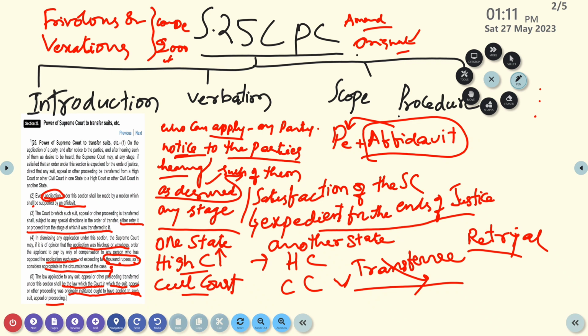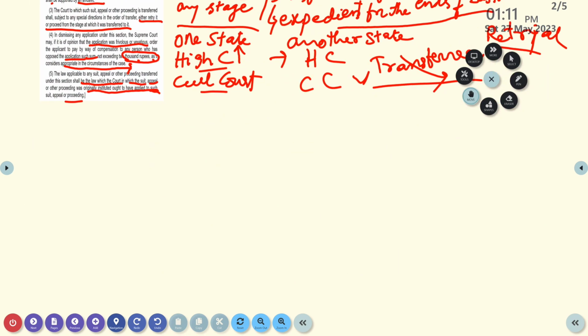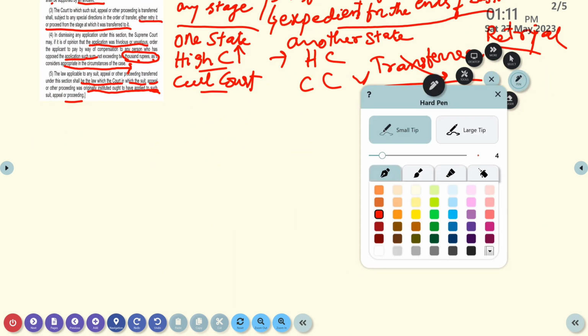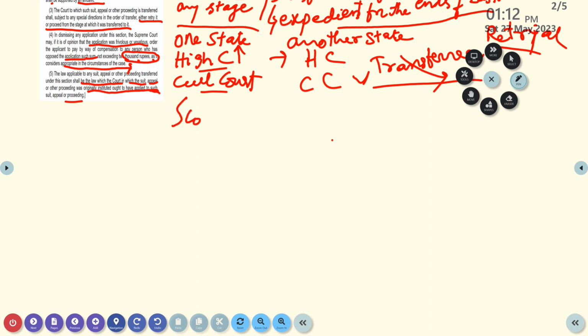So now what we have completed is the verbatim and introduction of the transfer power of the Supreme Court under section 25 CPC. Now come to the scope or grounds under which this power of transfer can be exercised.